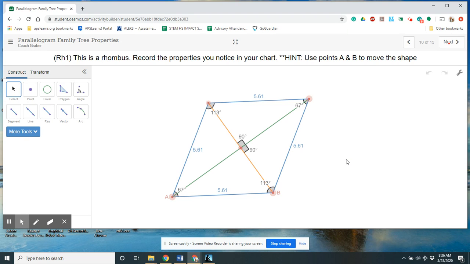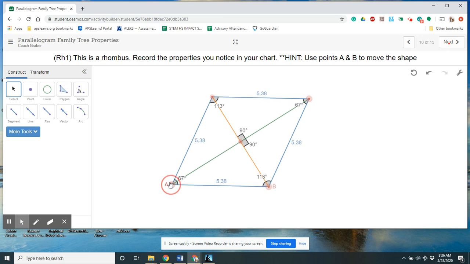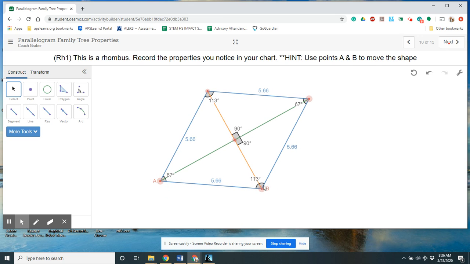Now we have a rhombus. A rhombus is a parallelogram where all the sides are the same. So you see here that these sides are all 5.61. Now here's another thing that's special for the rhombus. The diagonals, when they cross each other, are always perpendicular, meaning these angles are 90 degrees. So this angle is 90, this angle is 90, these two angles are also 90. That's true for any rhombus. So if the sides are all equal for your parallelogram, that makes it a rhombus. And if it's a rhombus, all these angles created by the diagonals are 90 degrees. They're all perpendicular.